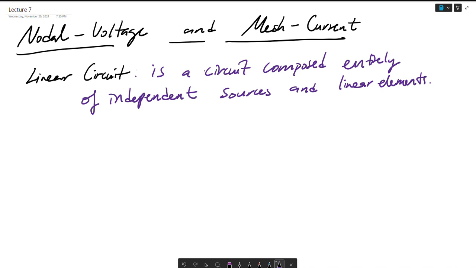And essentially, a circuit is linear if it is passive and exhibits a linear IV relationship. So again, we talked about an equation like Ohm's law, V equals Ri, where the resistor is a linear element.